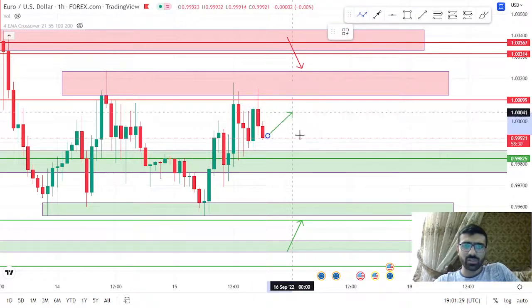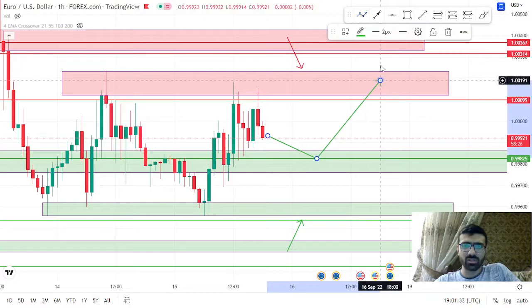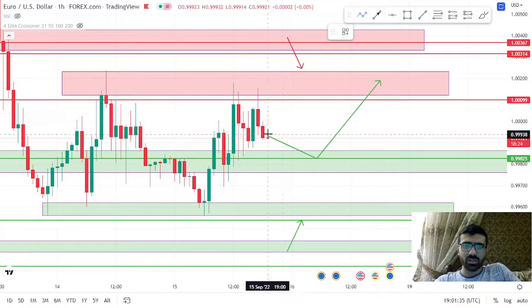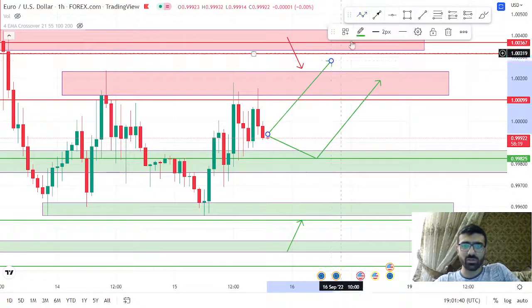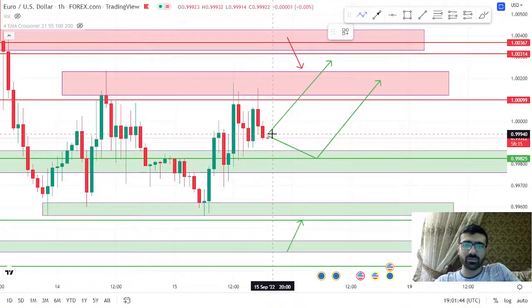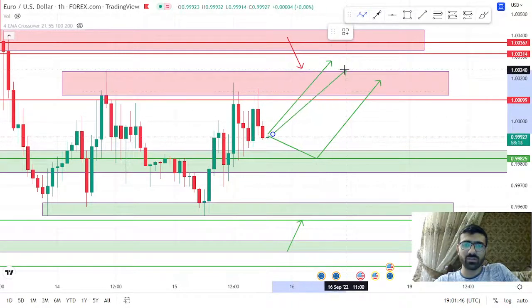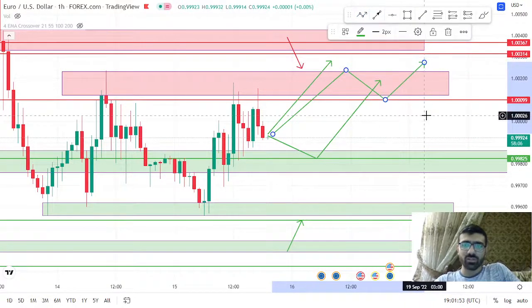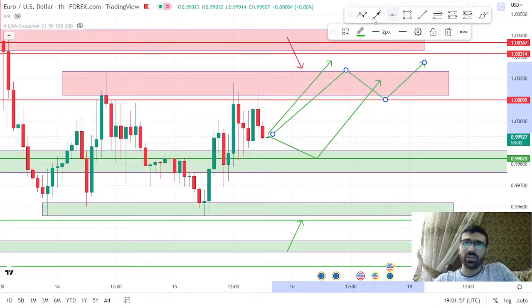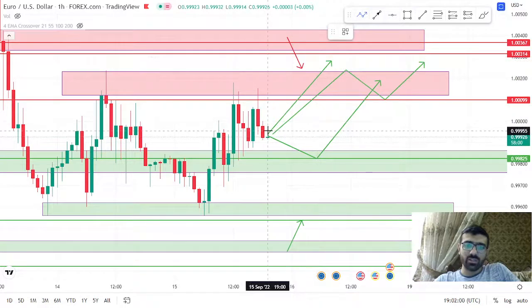So if market tests this area of support and market closes above this area, we are going to look for a good buying setup. And if market closes above this resistance, then we are going to look for a risky buying setup. And if market closes above this area and then market retests this resistance, then we are going to go long if we are a non-risky buyer.